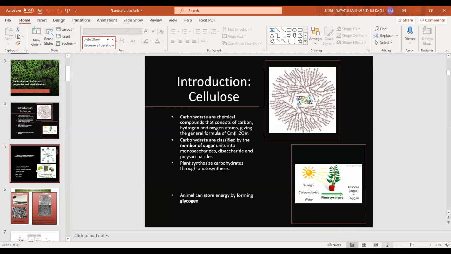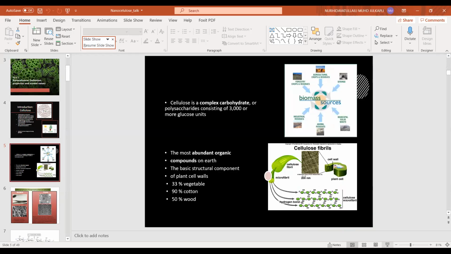Cellulose, as mentioned, is made of glucose. It has more than 3,000 units of glucose, and it's the most abundant organic compound on earth. It can be found not only in plants, where it supports their rigidity, but also in bacterial material or microorganisms. It makes up 30% of vegetables, 90% of cotton, and more than half of wood. Cellulose basically cannot be digested in our body, but we need it as a fiber for our diet.